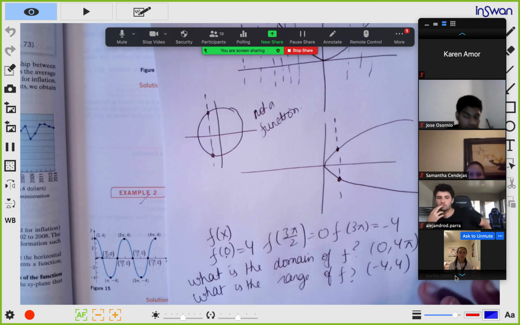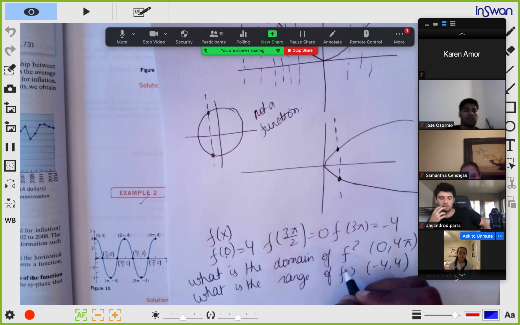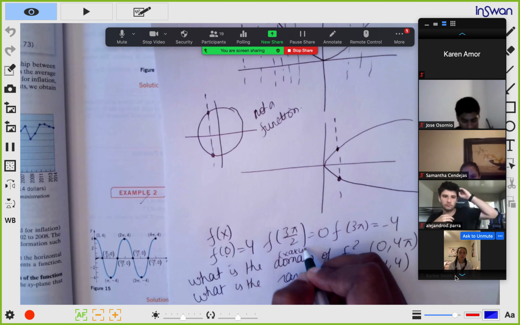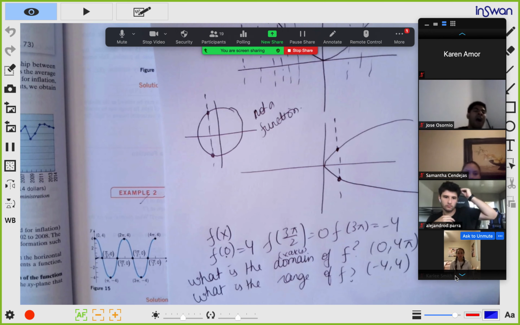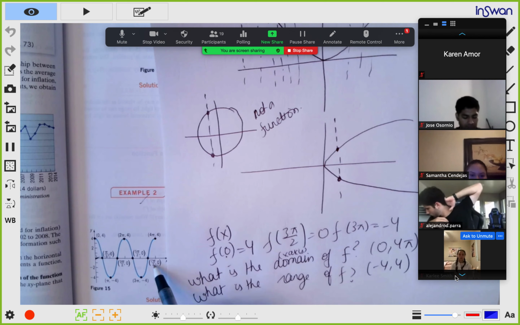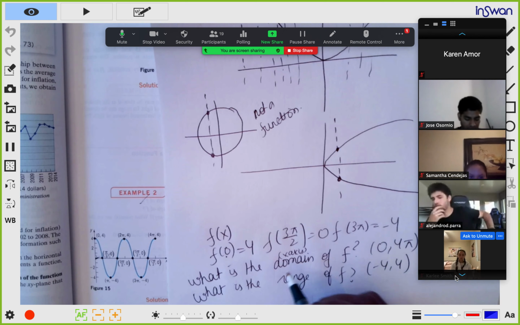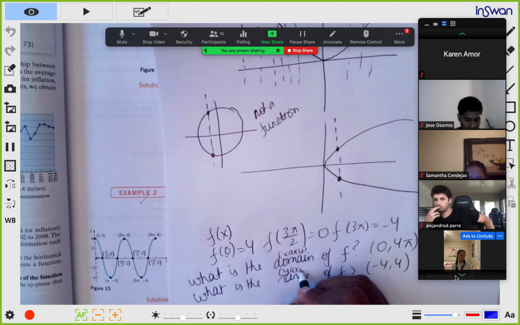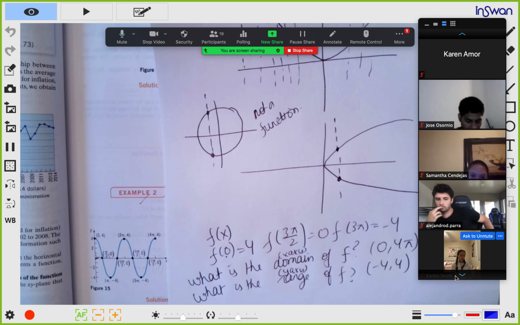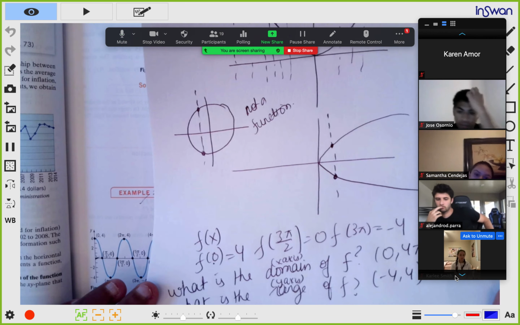For the domain of f, the first point would be for x, yes. For the domain you see the x-axis, for the range you see the y-axis. Okay. Next thing it says is list the intercepts.